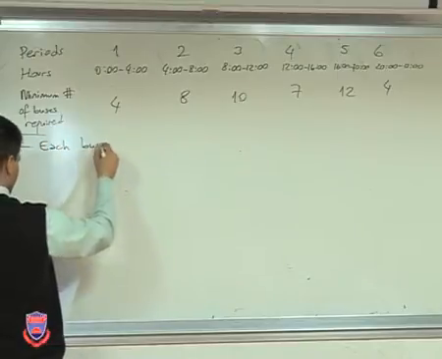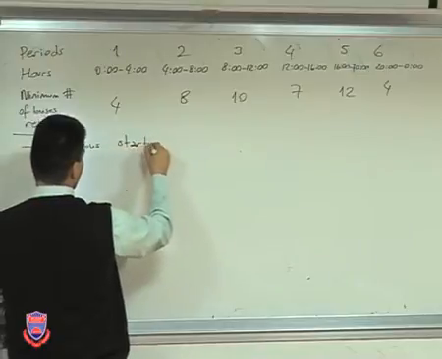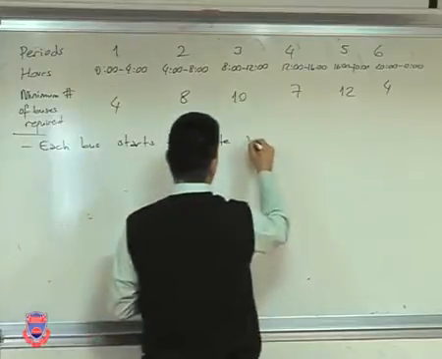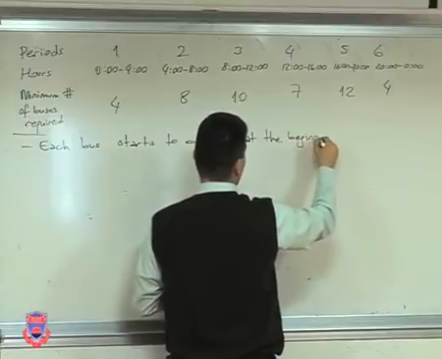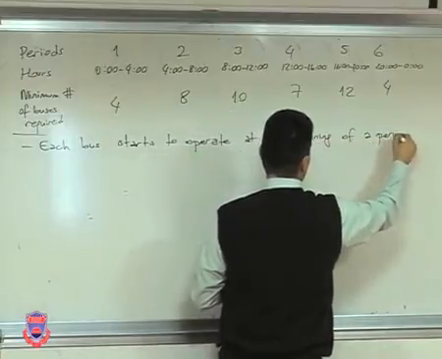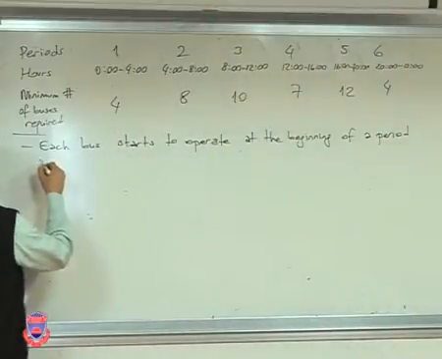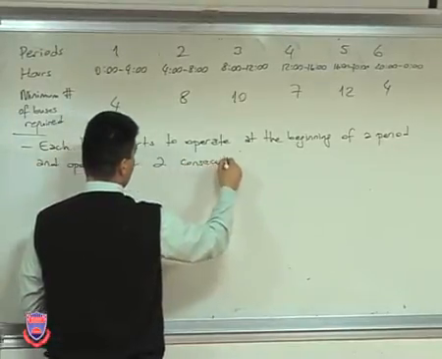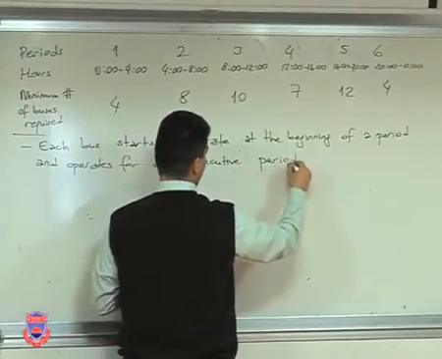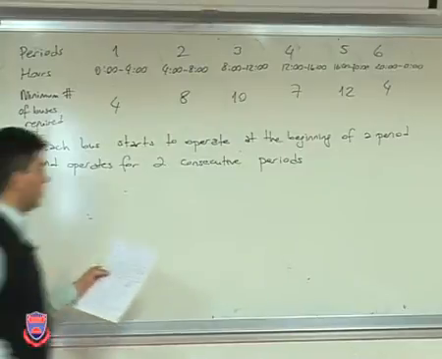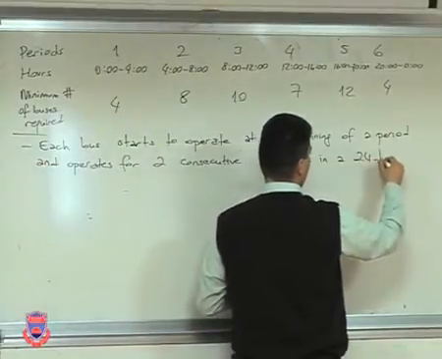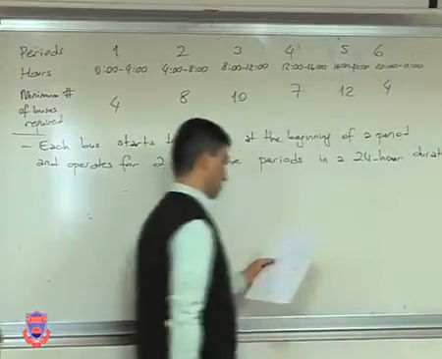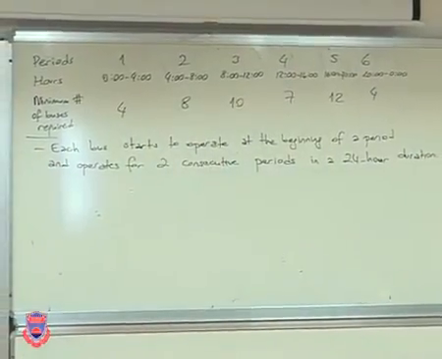So each bus starts to operate at the beginning of a period, and operates for 2 consecutive periods, in a 24-hour duration, let's say. So what does that mean?